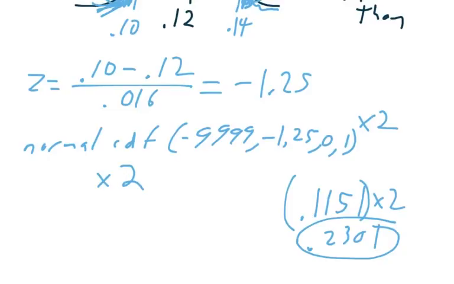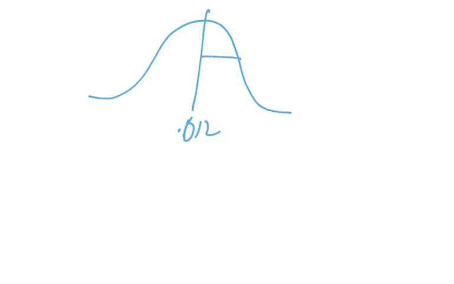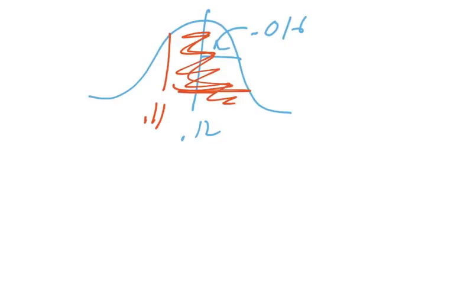Let's try letter B. So we want a percentage higher than 11%. So here is the mean, 0.12, and here is 0.016. And we want bigger than 11%, which is everything over here.